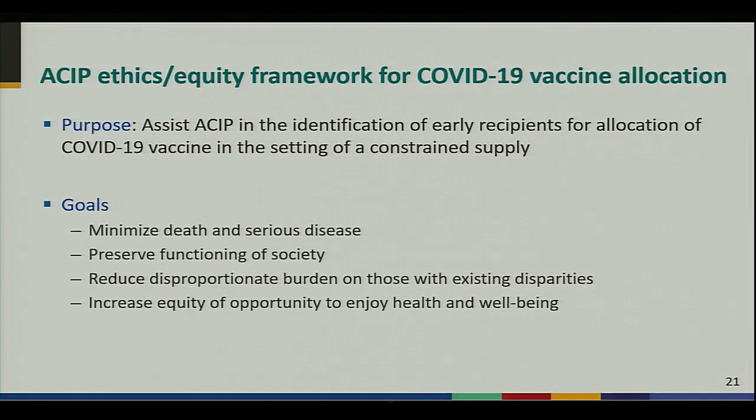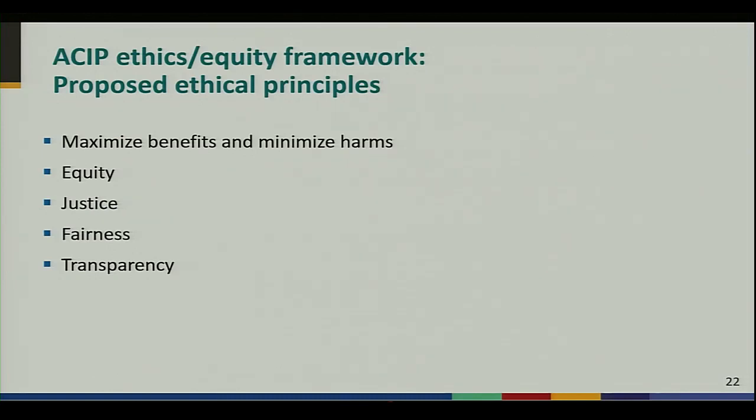The goals are to minimize death and serious disease, preserve functioning of society, reduce disproportionate burden on those with existing disparities, and increase equity of opportunity to enjoy health and well-being. Next slide. After discussion with subject matter experts and with the ACIP workgroup, these are the 5 proposed ethical principles for the ACIP Ethics and Equity Framework. They include to maximize benefits and minimize harms, equity, justice, fairness, and transparency. I'll explain each principle further next. Next slide.